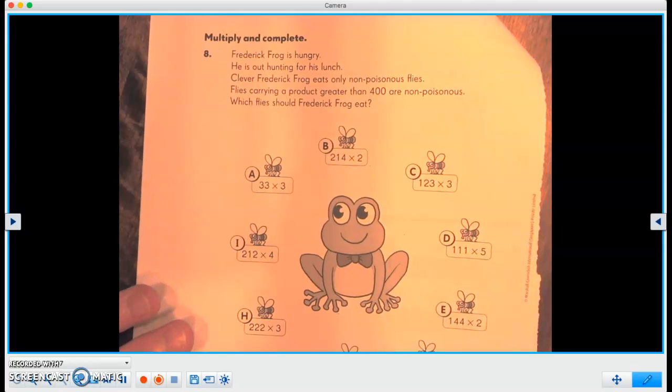So, Frederick Frog is hungry. He is out hunting for his lunch. Clever Frederick Frog eats only non-poisonous flies. Flies carrying a product greater than 400 are non-poisonous. Which flies should Frederick Frog eat? It's like a big, huge tongue twister and math.